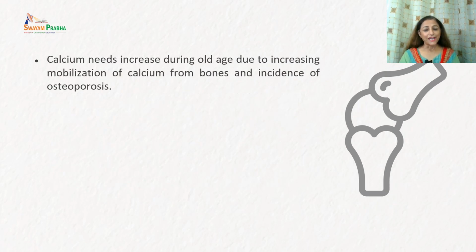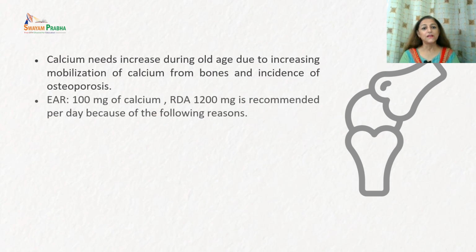So calcium needs increase during old age because of increasing mobilization of calcium from the bones and higher incidence of osteoporosis. So during old age, the estimated average requirement of calcium is 1 gram, that is 1000 milligrams, and the RDA is 1200 milligrams, that is recommended daily. And why is this recommendation higher than for normal adults? That is because of certain reasons.